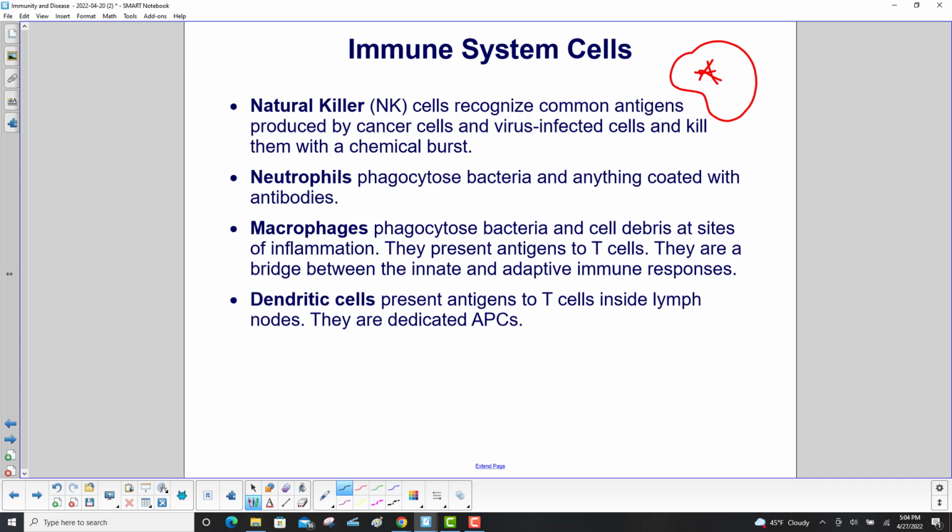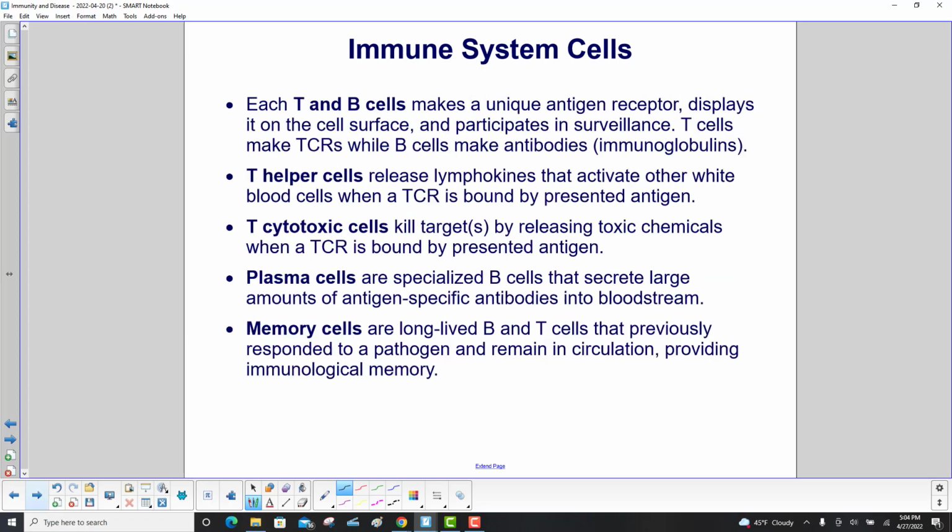Dendritic cells present antigens to T cells inside lymph nodes. They are dedicated APCs. And some more cells. Each T and B cell makes a unique antigen receptor, displays it on the surface, and participates in surveillance. T cells make TCRs, while B cells make antibodies, also known as immunoglobulins. T helper cells release lymphokines that activate other white blood cells when a TCR is bound by a presented antigen. T cytotoxic cells kill targets by releasing toxic chemicals when a TCR is bound by a presented antigen.